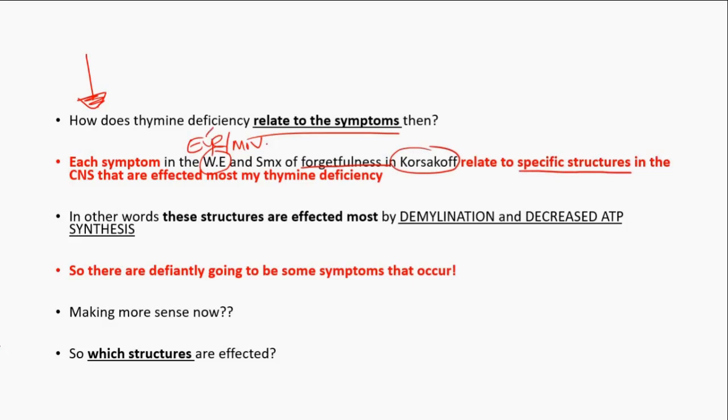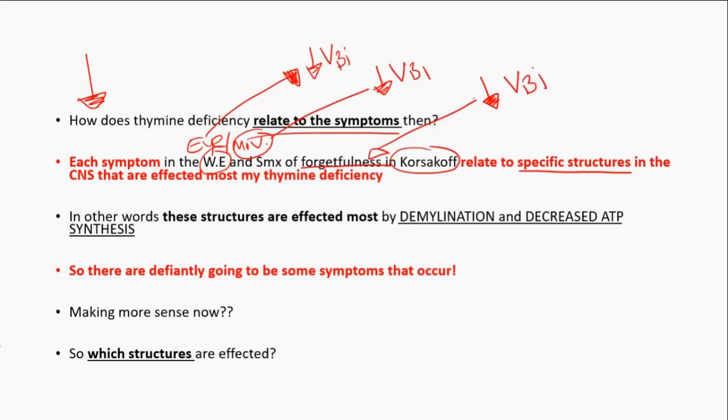So structures that are involved with eye movement will be affected by a decrease in thiamine. Structures to do with movement in the brain will be affected by a decrease in thiamine, and structures to do with memory will be affected by a decrease in thiamine. So that's why it's so important to understand that thiamine is associated with energy and myelination. The structures that require the most energy and myelination will be affected first.